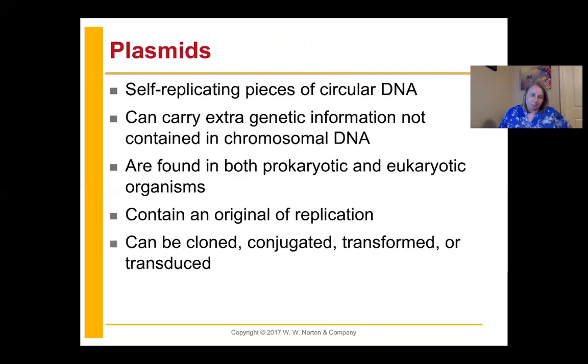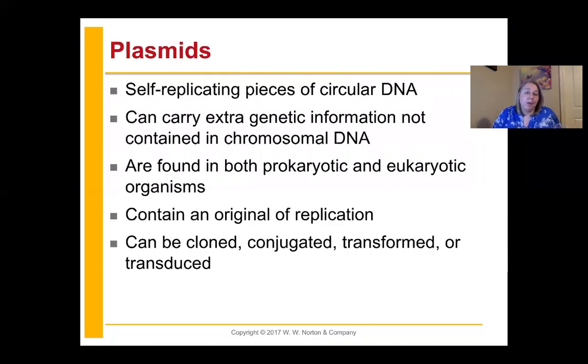So when we talk about plasmids, plasmids are self-replicating pieces of cellular DNA. So when the chromosome replicates, that's independent of a plasmid. A plasmid can replicate without a chromosome replicating. So the plasmids carry extra genetic information that's not in the chromosomal DNA, so it's not duplicated. And a lot of times what you'll see is that that plasmid contains something that gives the organism an extra advantage.